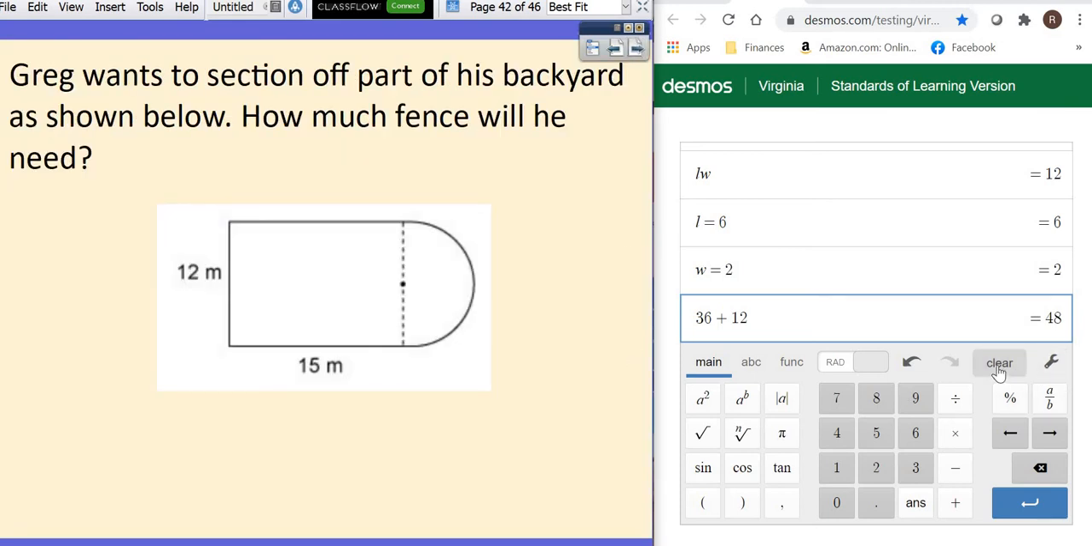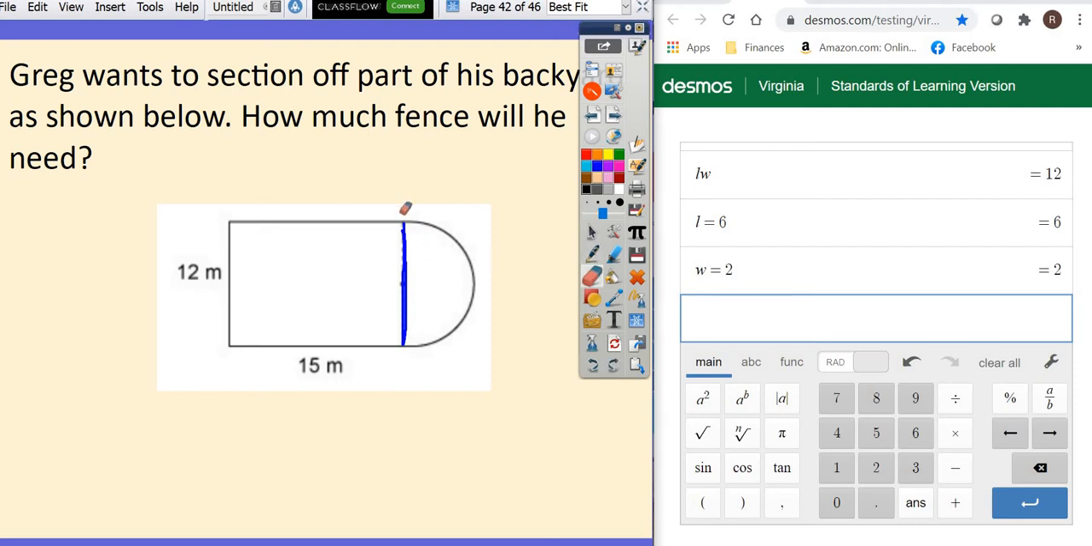All right, so I've got: Greg wants to section off part of his backyard as shown below. How much fence will he need? So he wants to section off part of his yard, and he wants this part. Actually, I don't think so. I think he wants to know the whole thing. So we're going to have to find the perimeter here. This is an interesting problem. So let's read it one more time and make sure we understand it.